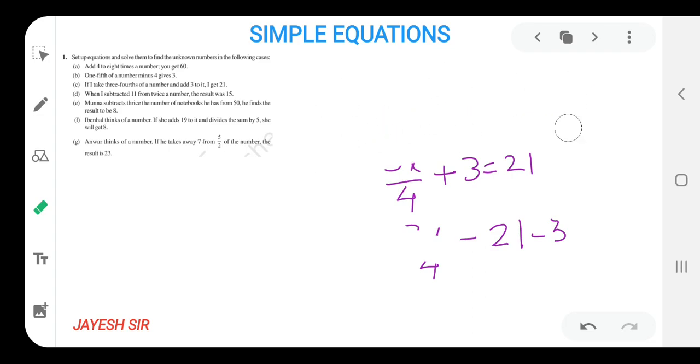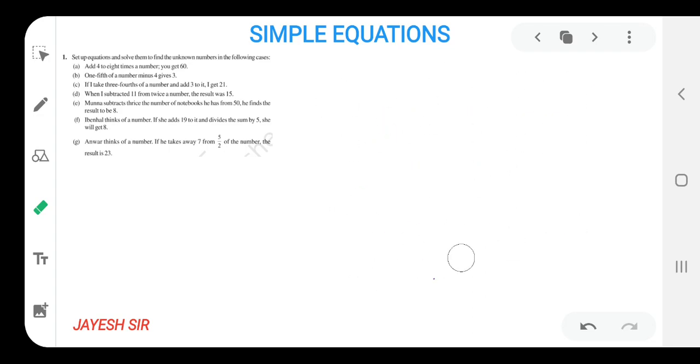Now the next thing, the fourth sum. Three sums we have covered. The fourth sum: when I subtract 11 from twice a number. The value written after 'from' should come first. From twice a number, that means twice of x, because number means x to us, and twice means 2x. I have to subtract 11, and the result I got is 15.